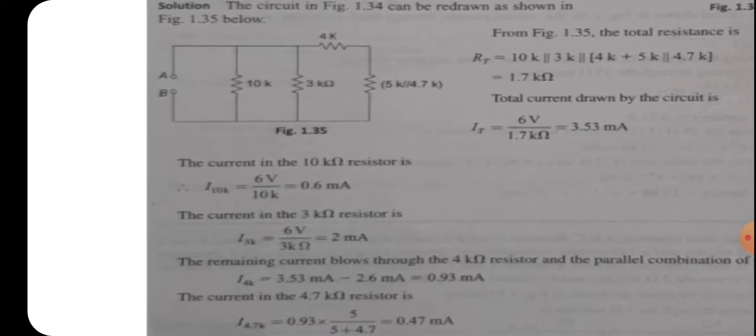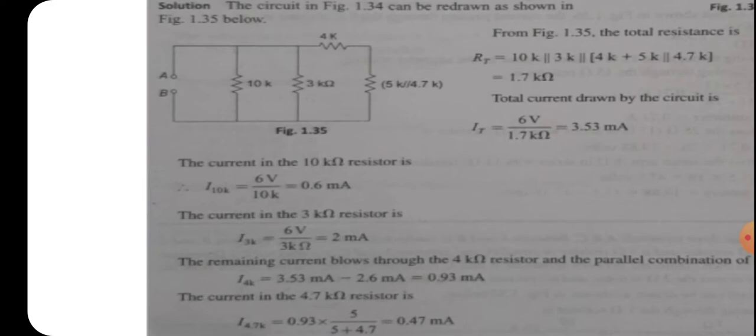So you can find that this circuit is a parallel circuit. That means 10 kilo ohm is in parallel with 3 kilo ohm, and 3 kilo ohm is in parallel with the series combination of 4K and other resistor. So the voltage applied across A and B will be the same as the voltage across 10 kilo ohm, the voltage across 3 kilo ohm, and the voltage across the series combination of 4 kilo ohm plus 5 kilo ohm parallel to 4.7K.